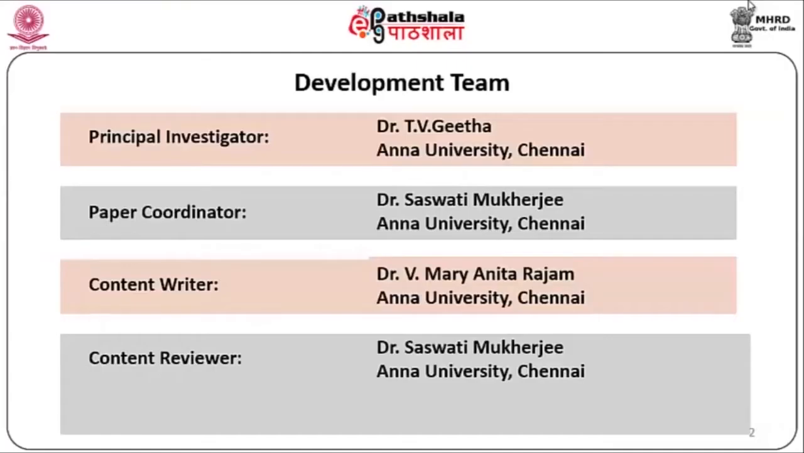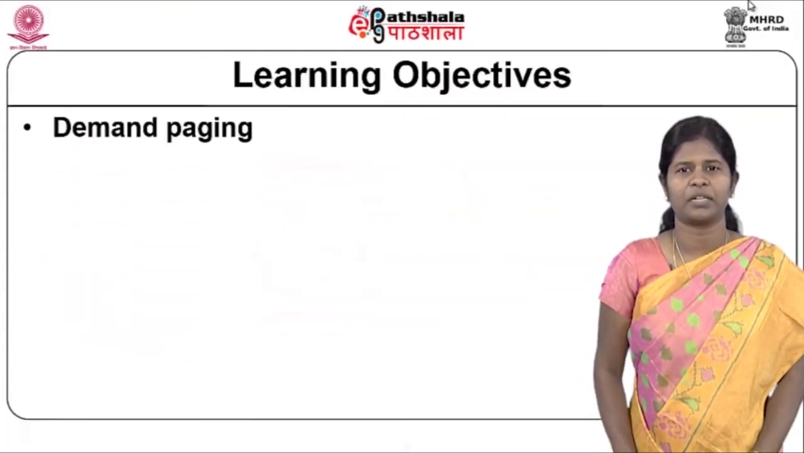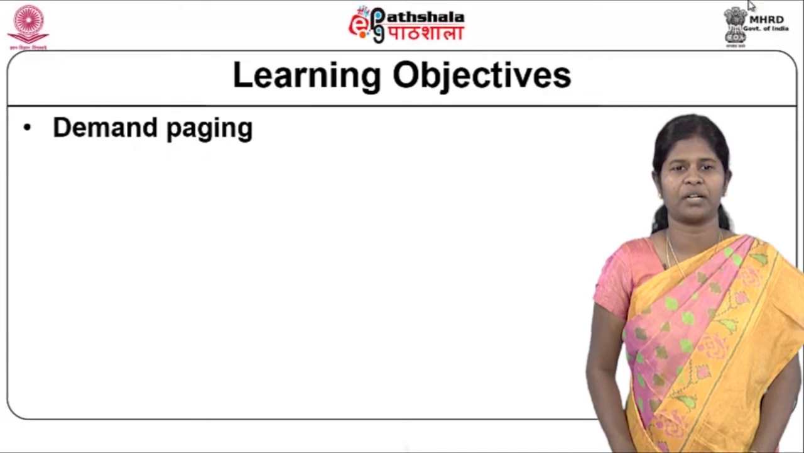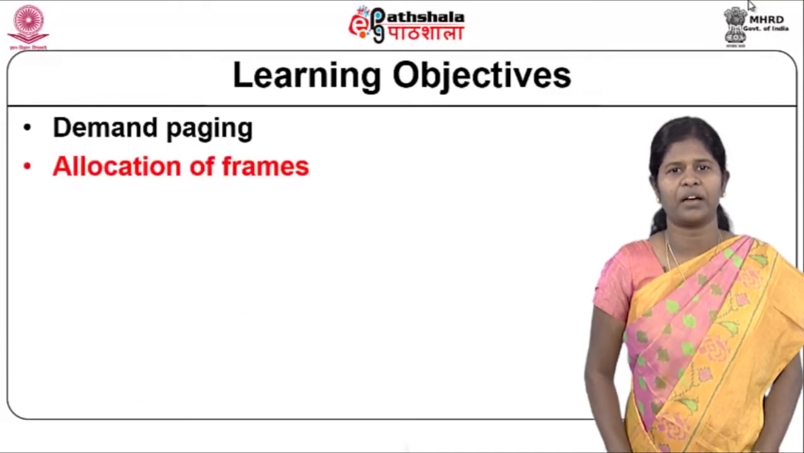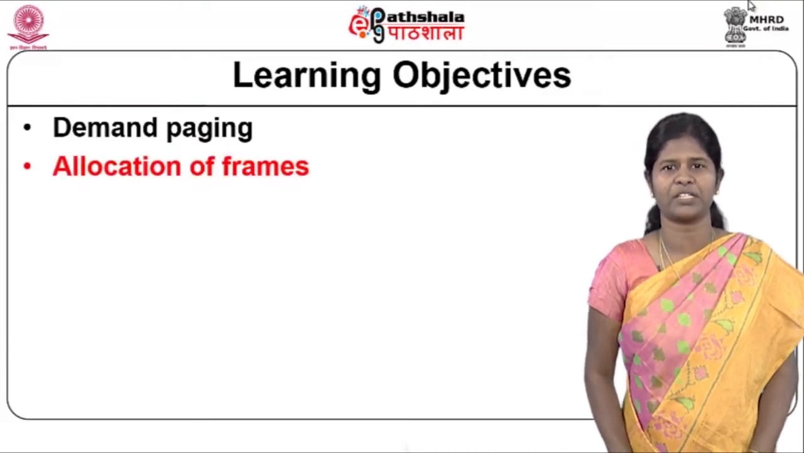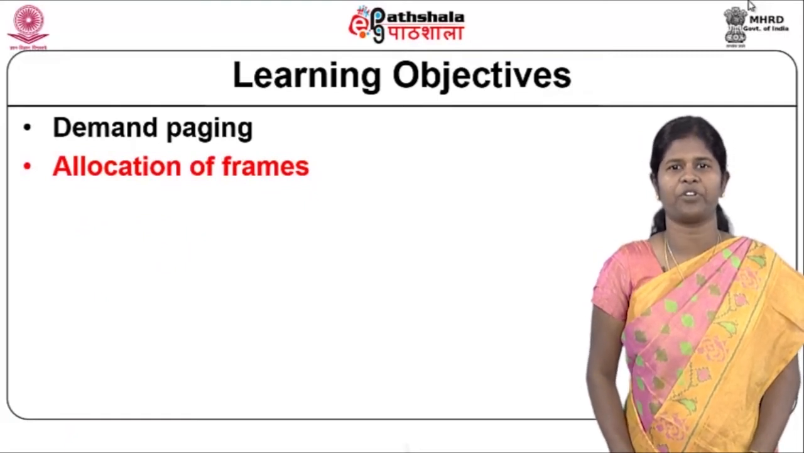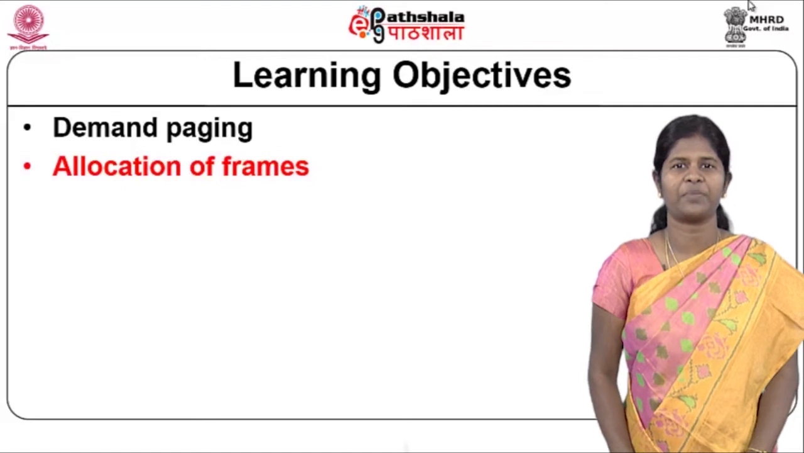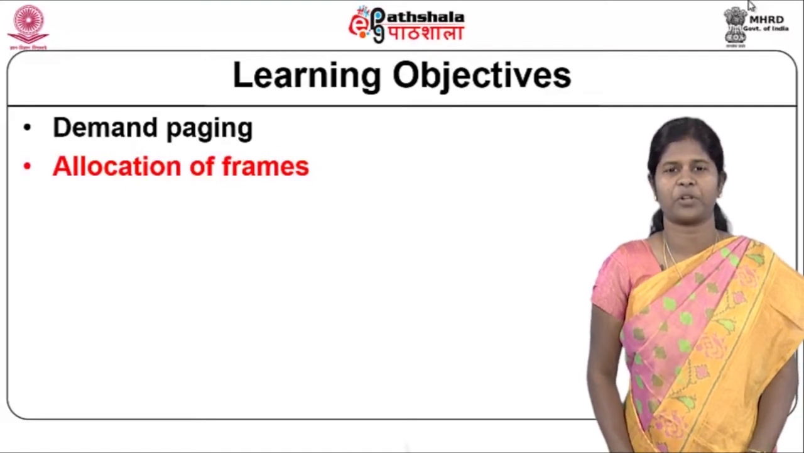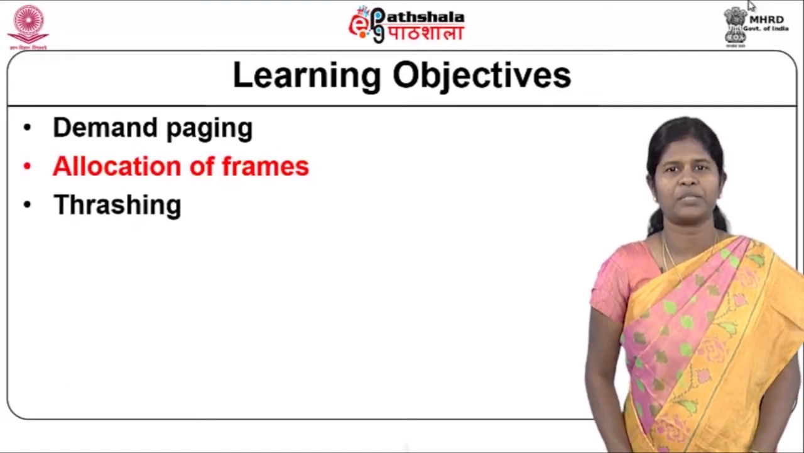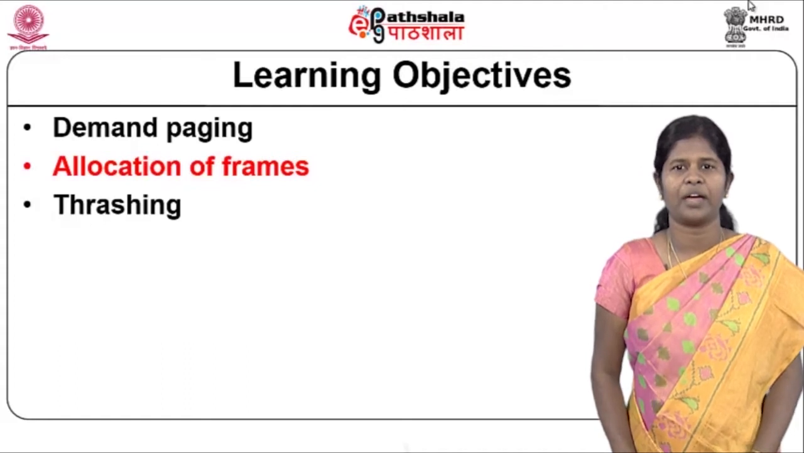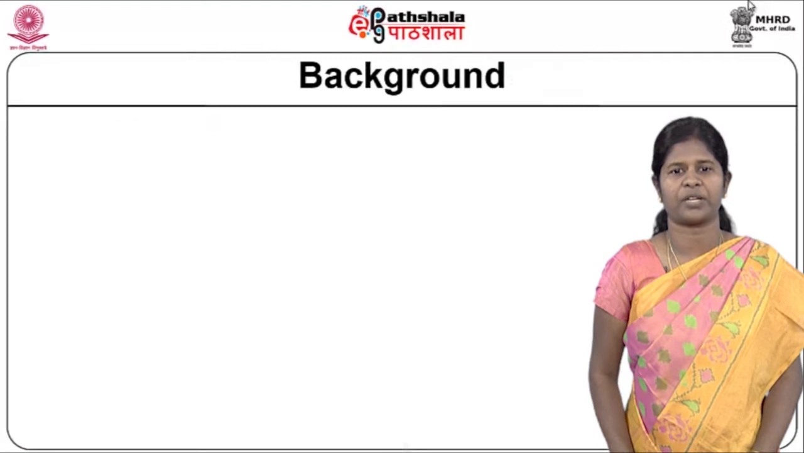This course is on operating systems, and in today's class the learning objectives are to understand how frames are allocated to processes when there are multiple processes competing for physical frames, how frames are divided between the different processes, what is meant by thrashing, and what are the different ways in which you overcome thrashing.